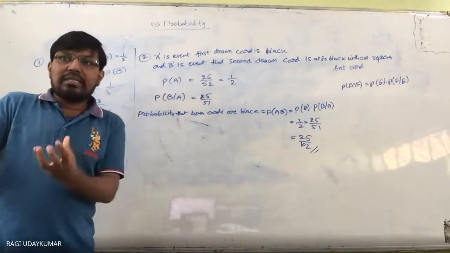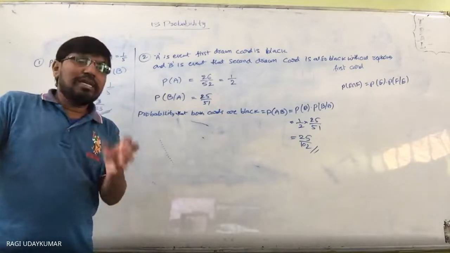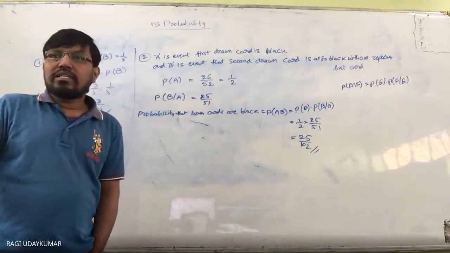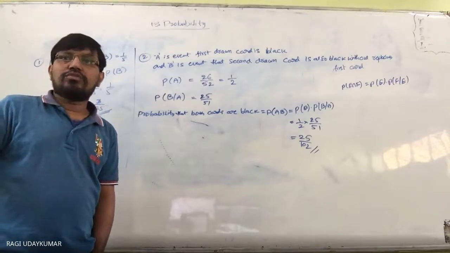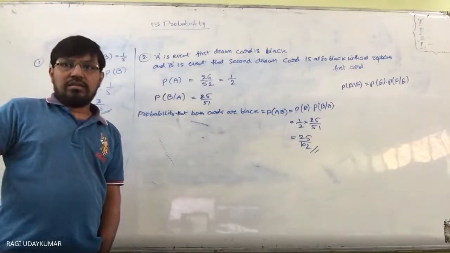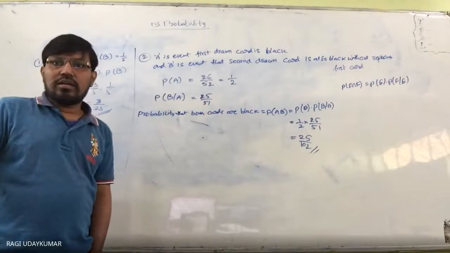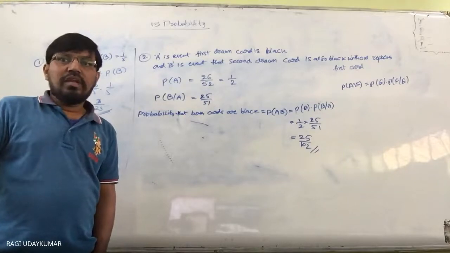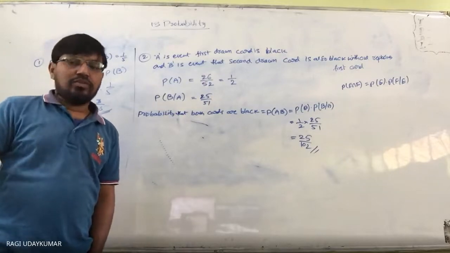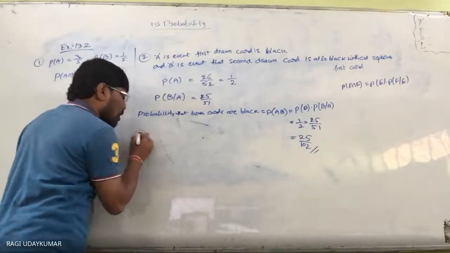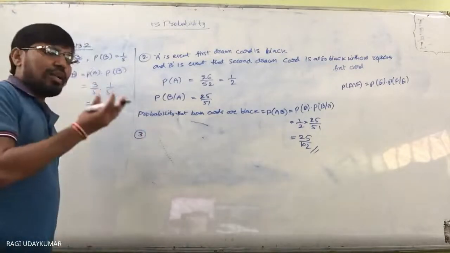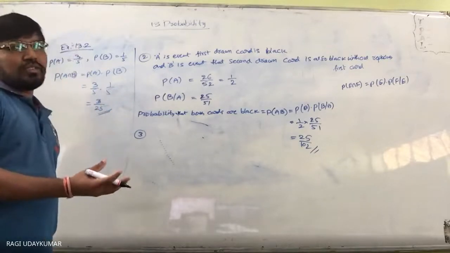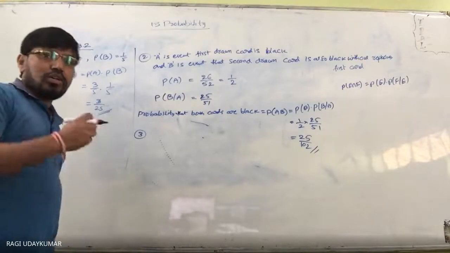So 3 oranges are selected; if all 3 are good, then it is approved for sale. Find the probability that a box containing 15 oranges, of which 12 are good and 3 are bad, will be approved for sale. So A is the event that the first drawn orange is good, B is that the second drawn orange is good, and C is that the third drawn orange is good.